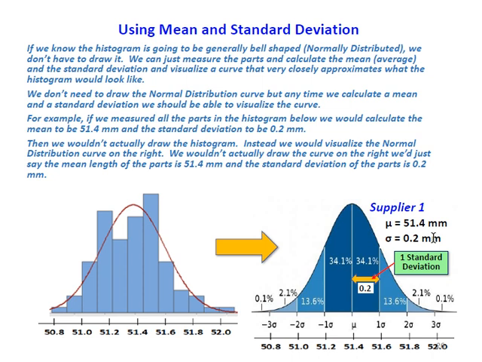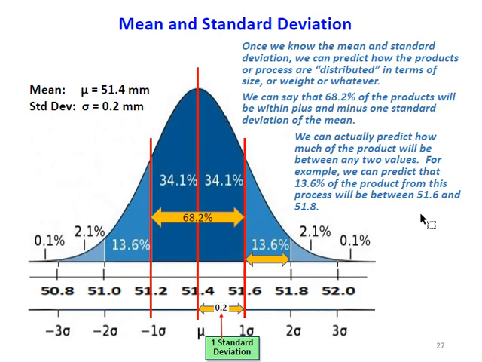So the mean length of the part is 51.4 millimeter. And then the standard deviation of the parts is going to be 0.2 millimeter. Alright, so after we know the mean and the standard deviation, we can do predictions. So we can predict how the products or process are distributed just by looking at the graph that we just drew. Okay, so distributed in terms of the size, the weight, or whatever that we want to find out. So we know the mean is 51.4 millimeter, the standard deviation is 0.2 millimeter for our data sets right there.